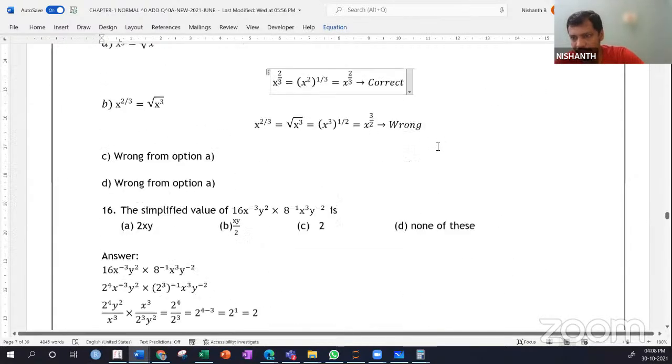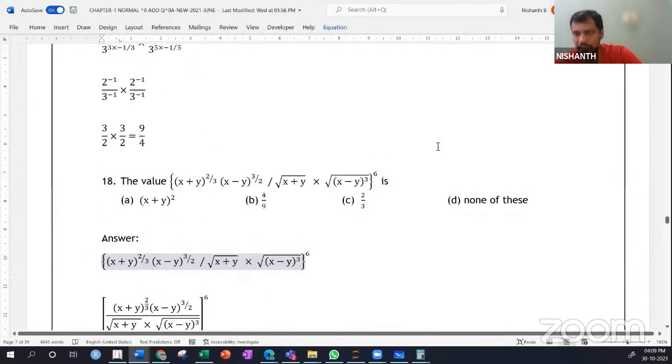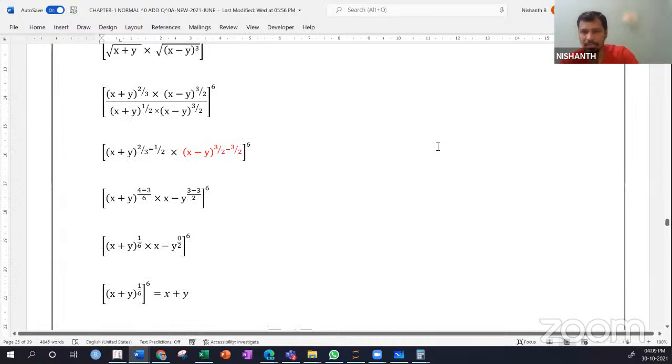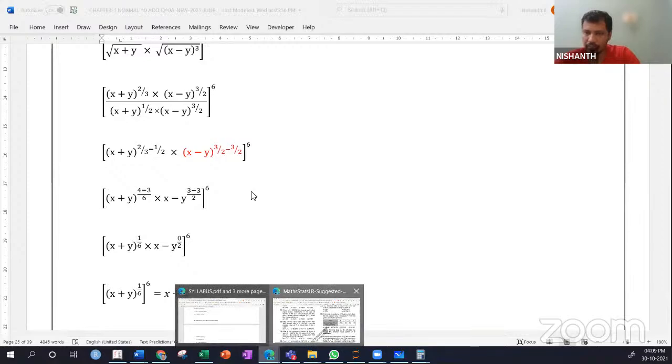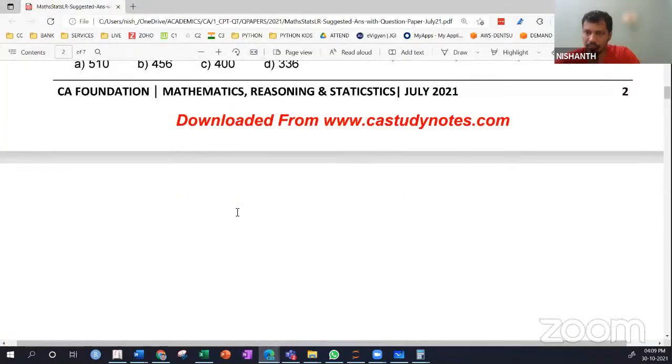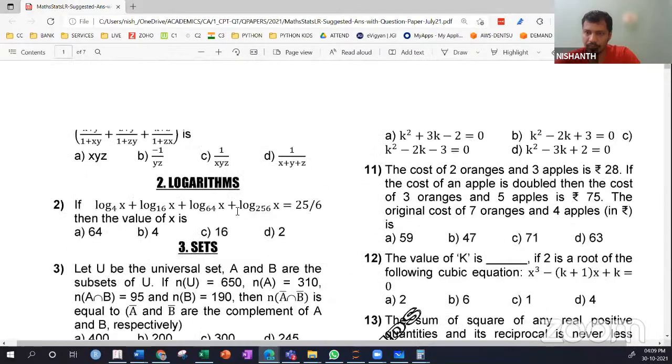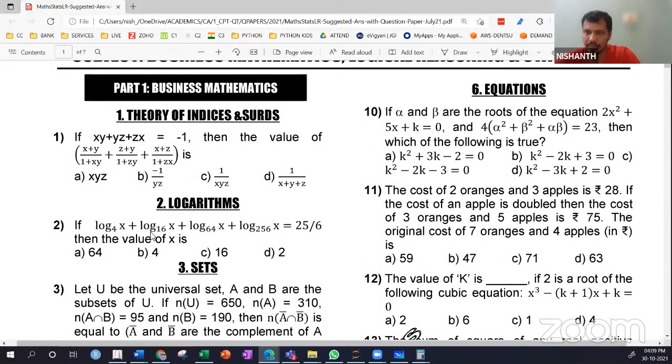Indices, you might have seen this kind of questions. If you do it once or twice, you'll get that confidence. But these kinds of questions do come up in the exam. Let's see what had come last year. They've given this one on indices, and this is on logarithms. Yeah, 2 questions have come.